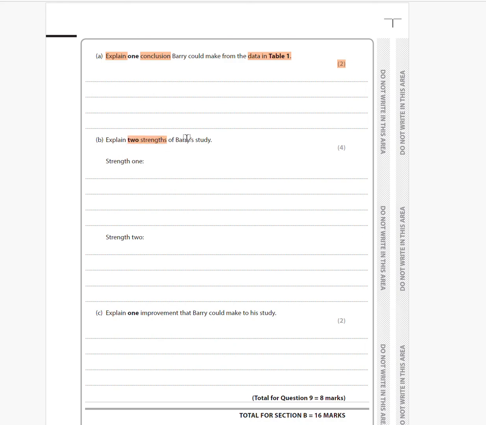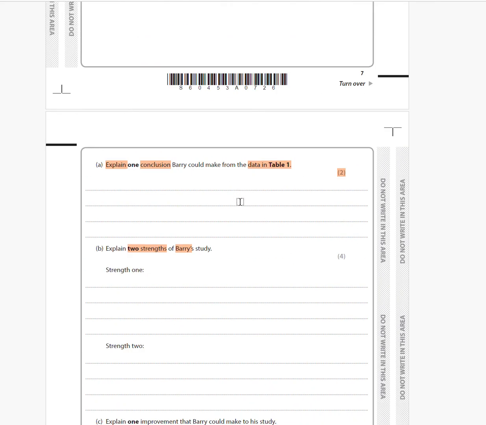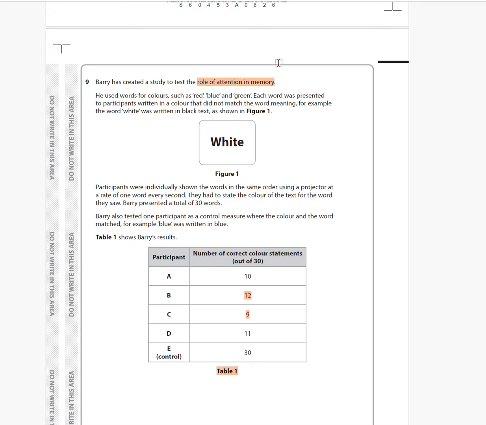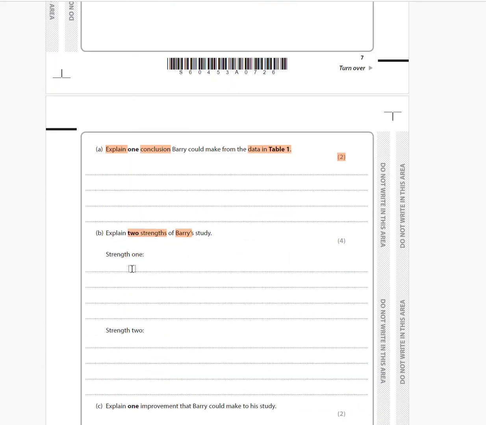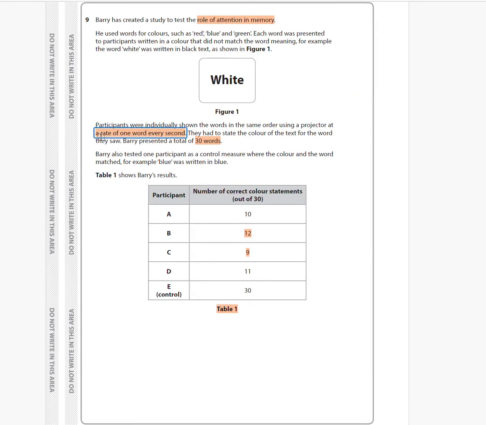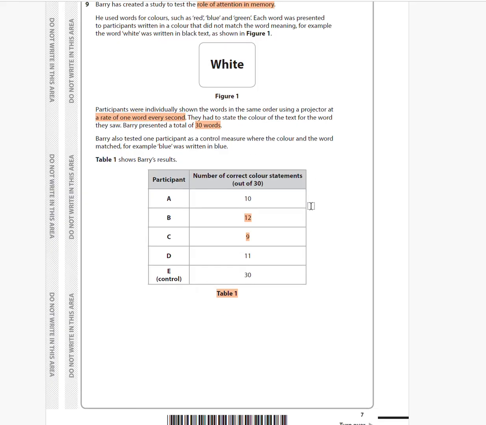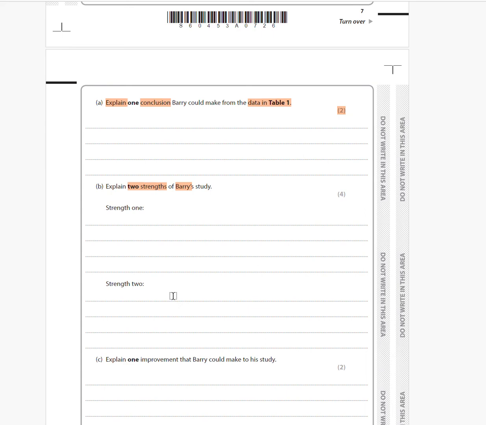Again, AO3, 2 strengths, but it's of Barry's study. So if you're not specifically talking about the things here that Barry did in his study, you're going to get no marks whatsoever. So while we're going through, we should be highlighting things like 30 words, a rate of 1 word every second. Well, that's a control, isn't it? So down here, when you're talking about a strength, Barry used really strong controls in his experiment, such as 1 word shown to every participant every second. That's our identify. And then justify, why is this good? This is good because it means that Barry's study is reliable, and if he were to repeat it, he would likely be able to get the same results.